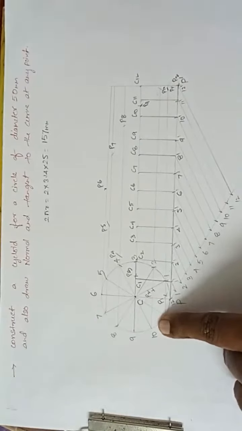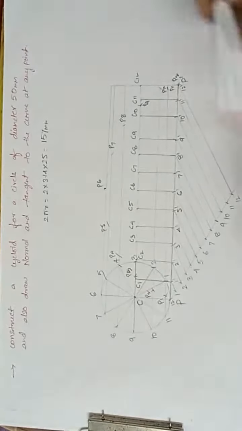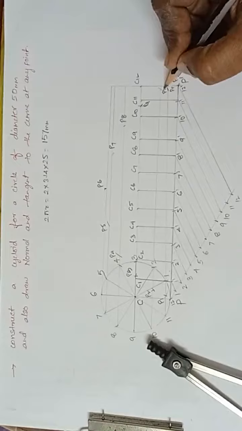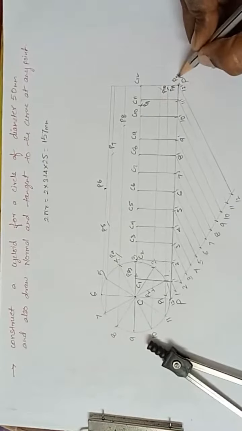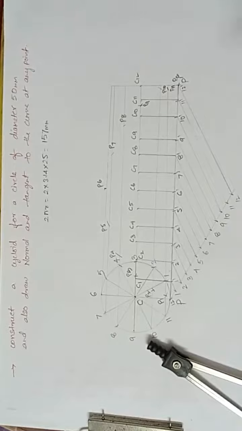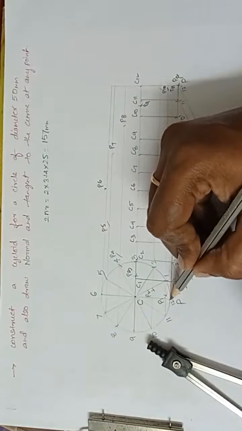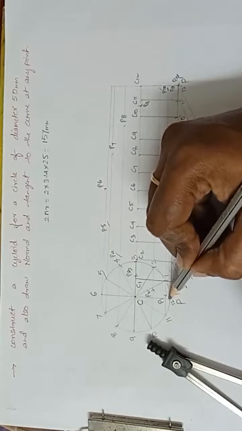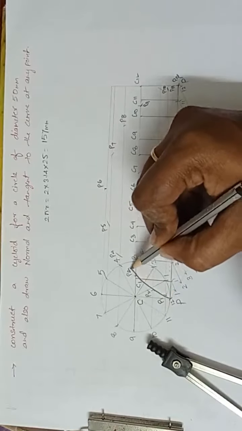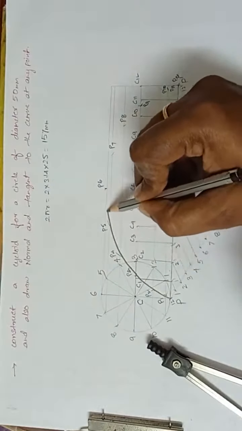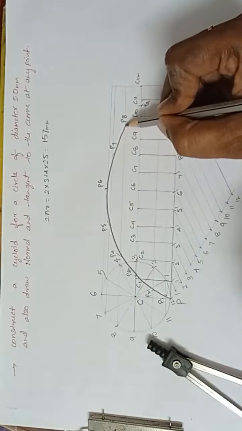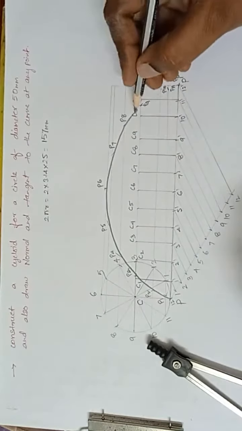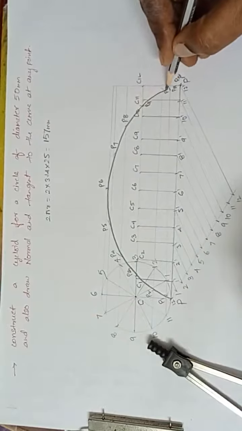I am writing clearly. This is P10. This is P11. This is P12. Now join all the P points with dark, it should be dark. Now, what is this said to be? This is said to be a cycloid.